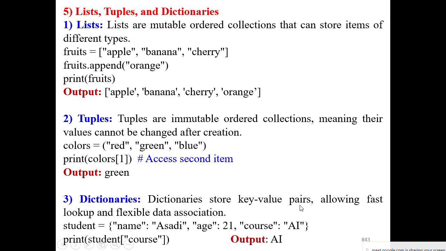Dictionaries store key-value pairs, allowing fast lookup and flexible data association. Student is a variable name, with name: Asadi, age: 21, course: AI. So print student["course"], and it will print the output AI.